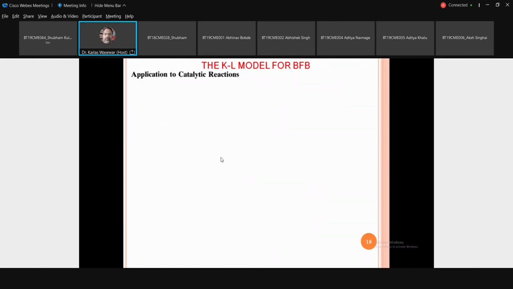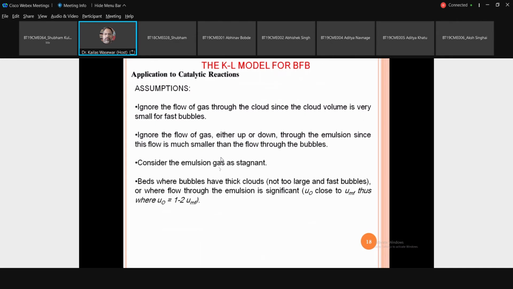Now, for the application of this to the catalytic reaction, we again have certain assumptions. Ignore the flow of gas through the clouds, since the cloud's volume is very small for fast bubbles. Then we ignore the flow of gas either up or down through the emulsion, since this flow is much smaller than the flow through the bubble. Then consider the emulsion gas as stagnant in beds where bubbles have thick clouds, that is, fast bubbles vigorously bubbling in a fine particle bed.